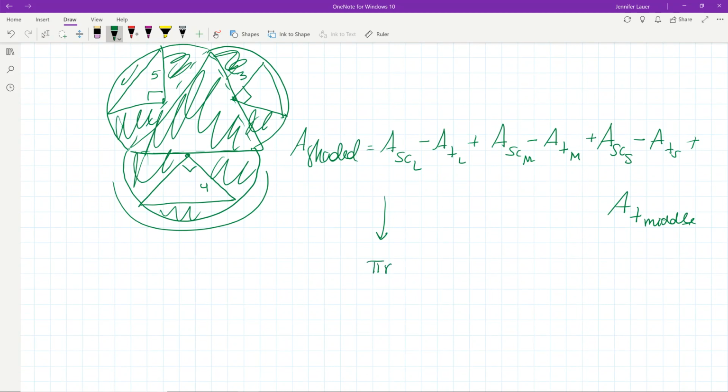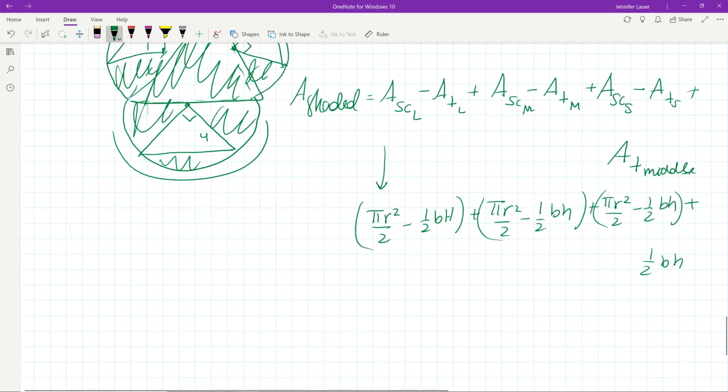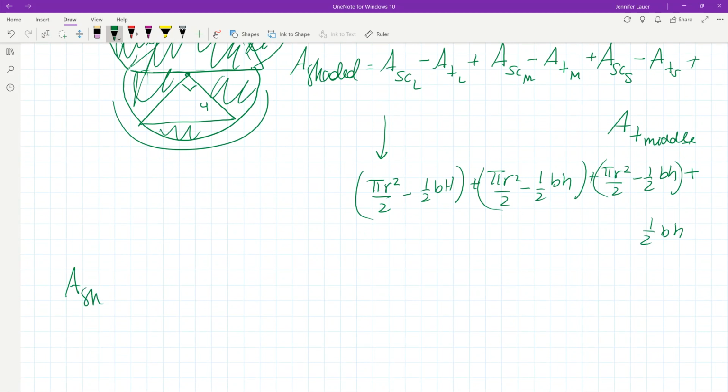This is going to be pi r squared divided by 2 minus 1/2 base times height, plus pi r squared divided by 2, minus 1/2 base times height, plus pi r squared divided by 2 minus 1/2 base times height, plus the area of the middle, which is just a triangle, 1/2 base times height. So now we're going to replace these things with numbers.